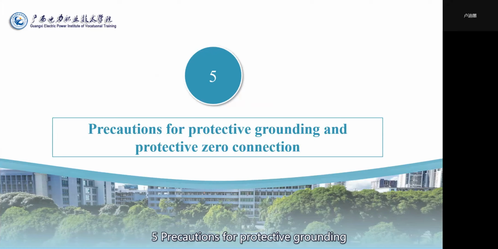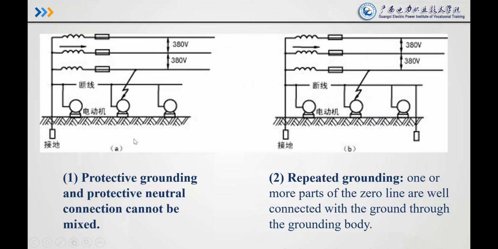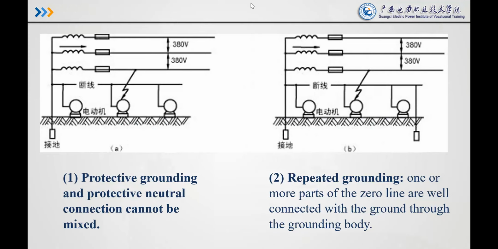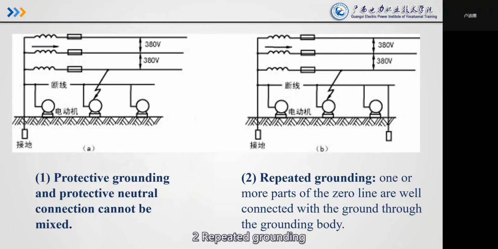5. Precautions for protective grounding and protective zero connection. 1. Protective grounding and protective zero connection cannot be mixed. 2. Repeated grounding: one or more parts of the zero line are well connected with the ground through the grounding body.